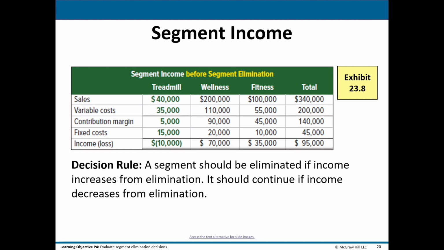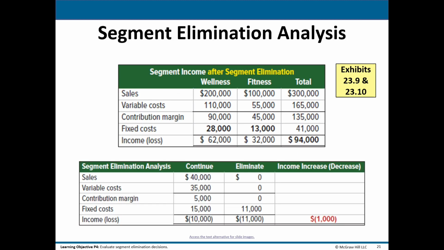Eliminating the treadmill division would eliminate its sales, variable costs, and contribution margin. So its $15,000 in fixed costs consists of $4,000 in avoidable costs and $11,000 in unavoidable costs. The $11,000 in unavoidable costs would be reallocated to the wellness, $8,000, and the fitness, $3,000. Revised results are included here in Exhibit 23.9.